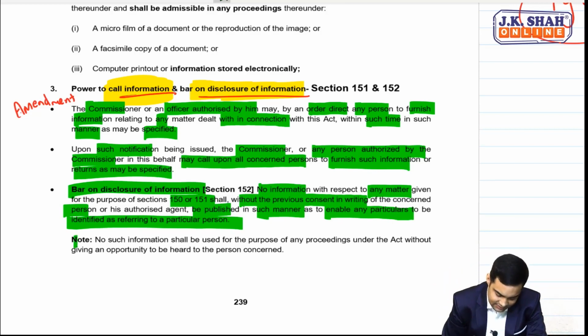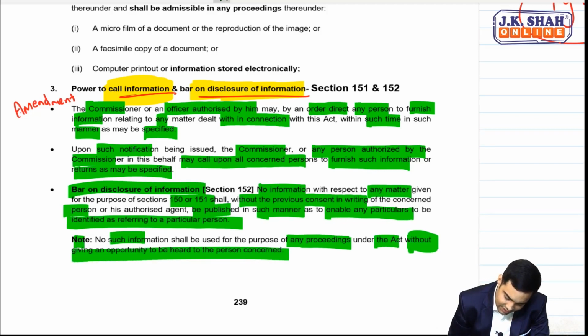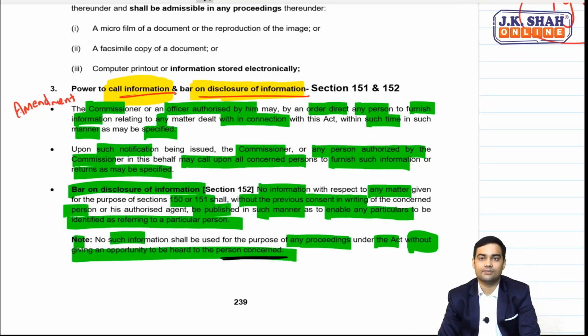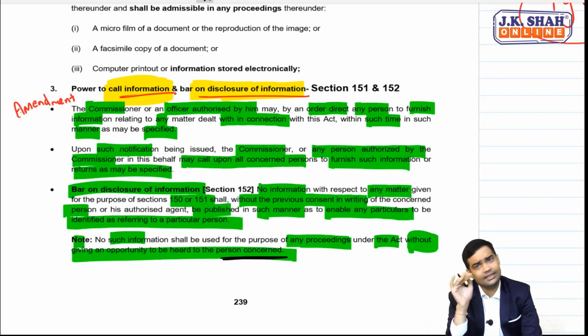And the last one is, no such information shall be used for any proceedings under the Act without giving an opportunity to be heard to the concerned person. You can start the proceedings, like you can issue a notice, you can issue an audit inquiry, a GST audit, that can be done. But first you give him an opportunity to be heard. Thereafter you can initiate the proceedings. Earlier, based on statistics, this was not allowed. Now it has become much wider.